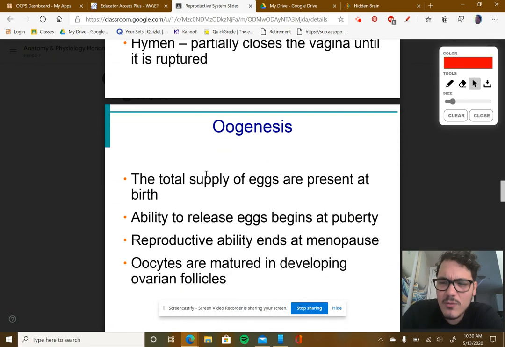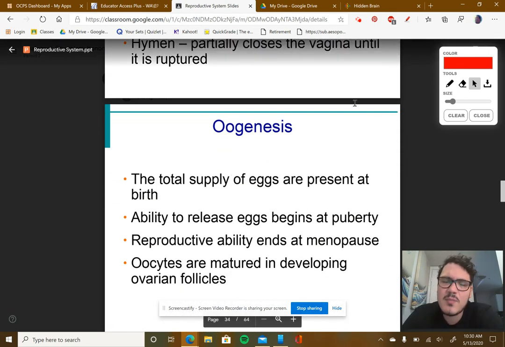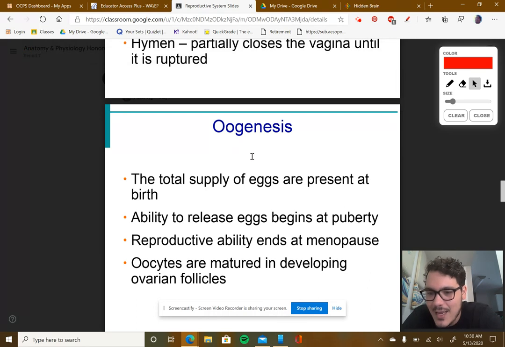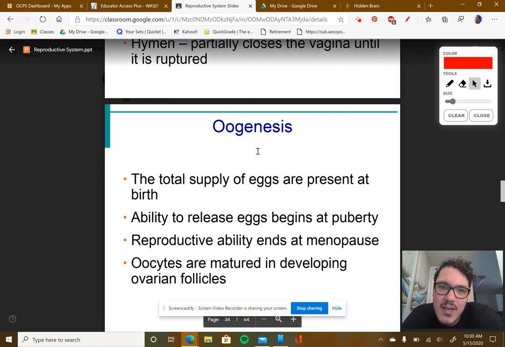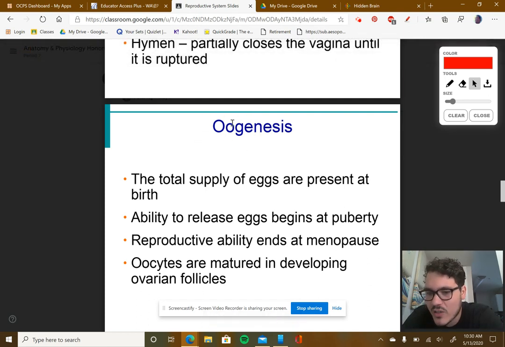Okay, so that was our final structure for the female reproductive system. Now we get to talk a little bit more about how those eggs are made. And they're made through this process called oogenesis. If the ova is the proper name for the eggs, then oogenesis, the OOG part right here, the OO more specifically prefix, is telling us eggs, ova, right?